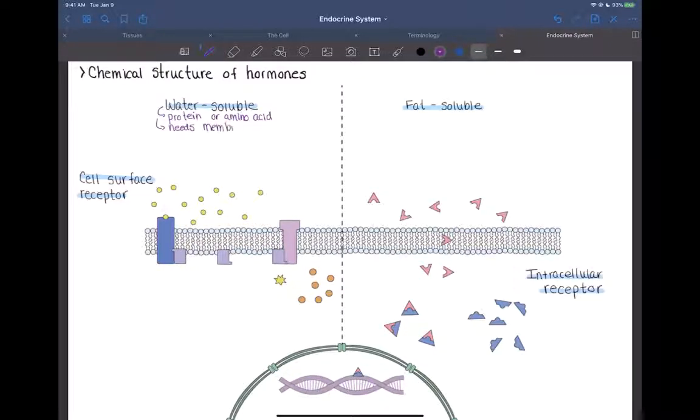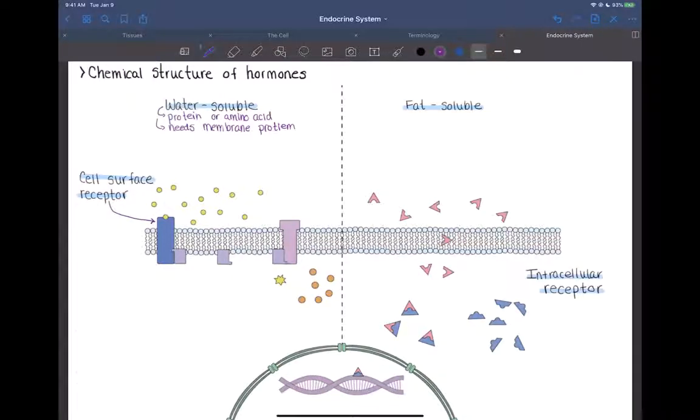It needs a membrane protein because it is water soluble, and the cell membrane is made up of lipids. So this is our water soluble hormone here. It can't just pass through that cell membrane to get into the cell to have an effect on the cell. The cell needs some sort of protein on the surface that's going to transfer that information into the cell. This protein is called a cell surface receptor. So water soluble hormones need cell surface receptors.